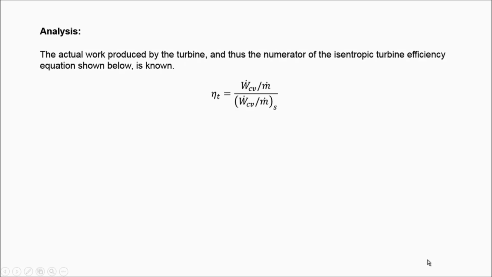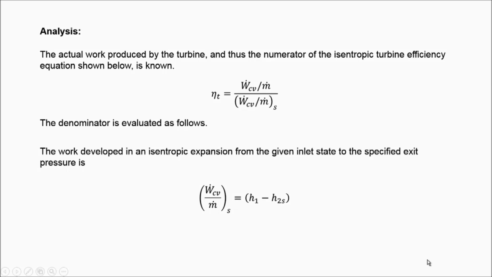Having completed all the initial steps for our solution and represented the process on the T-S diagram, let's develop the rest of the analysis. The actual work produced by the turbine is the numerator of the isentropic turbine efficiency equation shown below, and it has a known value. Eta sub T, or the isentropic efficiency of the turbine, is the actual work per unit mass divided by the ideal work per unit mass. The denominator is then evaluated as follows.